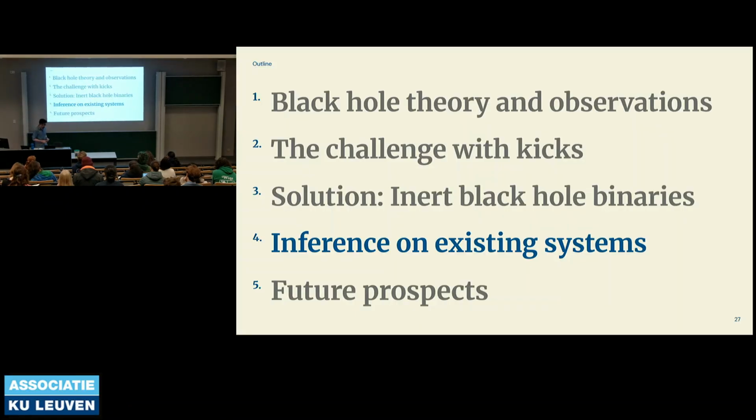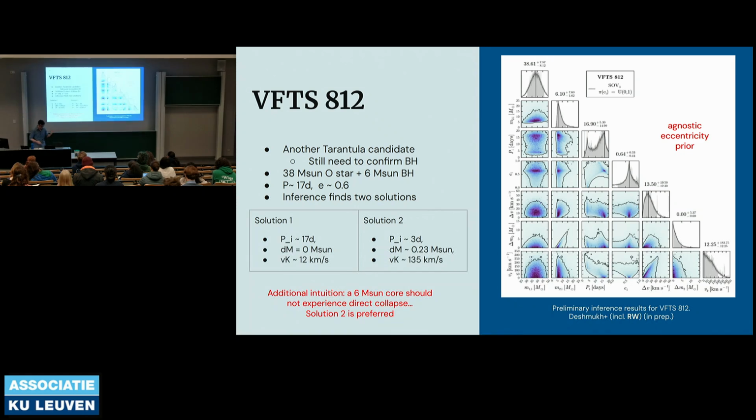So now I'll talk a little bit about the inference that we can do on existing systems in addition to VFTS 243. We have VFTS 812. This is a system that Kunal discovered a couple, maybe a month and a half ago or so now, and came to me. He's been looking at the same FLAMES survey that VFTS 243 was discovered in. It's still a candidate, so it's not formally been confirmed as a black hole, but based on the initial estimates, it seems to be a 38 solar mass O star with a 6 solar mass black hole companion.